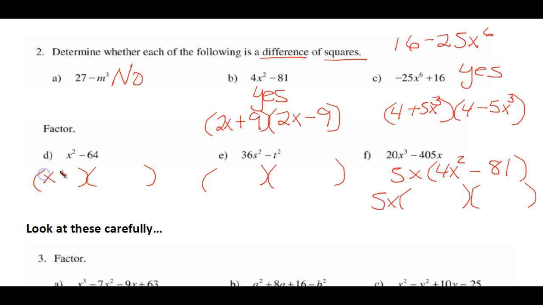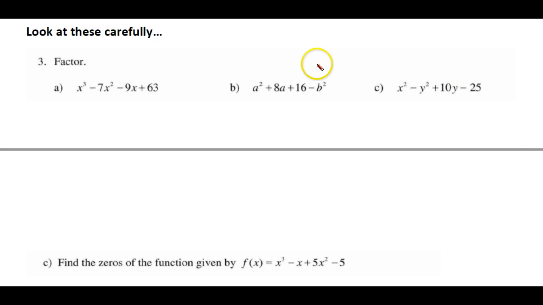So this would be x plus 8, x minus 8. This would be 6s plus t, 6s minus t. And this would be 2x plus 9, 2x minus 9. These are conjugates. Okay. Now, some of these are challenging.